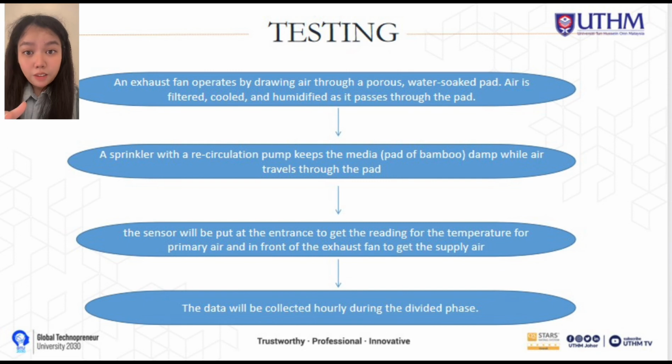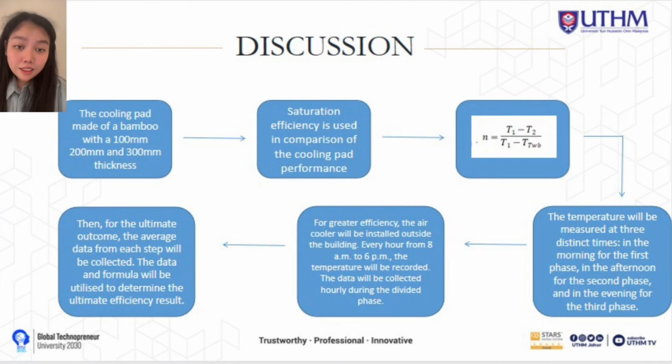And the effectiveness of direct cooling is contingent on the pad material. In this case, the main parameter that will vary to compare the performance is the thickness of the cooling pads. As for the sensors, one will be put at the entrance to get the reading for primary air, and one in front of the exhaust fan to get the supply air, as shown on the past slide that I presented before. And the next is for the discussion.